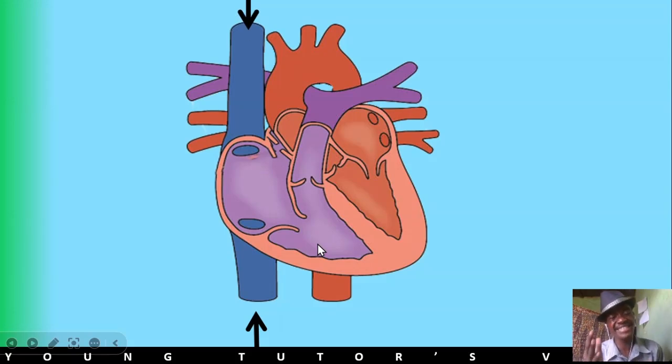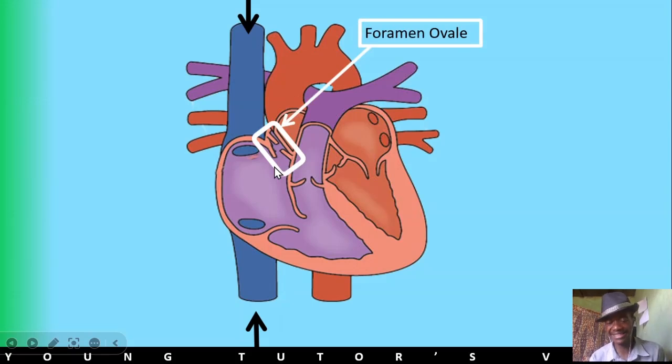Now the remaining 70 to 80% of blood will find an alternative pathway through what we call the foramen ovale. The foramen ovale is what is called the second circulatory shunt that is diverting the blood that is resisted by the pulmonary circulation, so that this blood can at least flow to the left side of the heart and find itself in the systemic circulation.